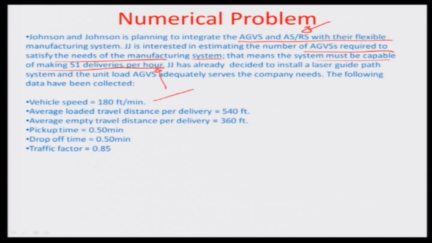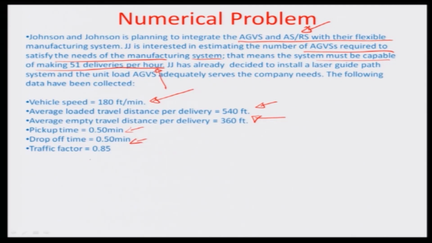So the vehicle speed is 180 feet per minute, the average loaded travel distance per delivery is 540 feet, and the empty travel distance per delivery is 360 feet. The pickup and drop-off times are given as half a minute each, and the traffic factor is 0.85. So we want to calculate the number of vehicles which are needed.